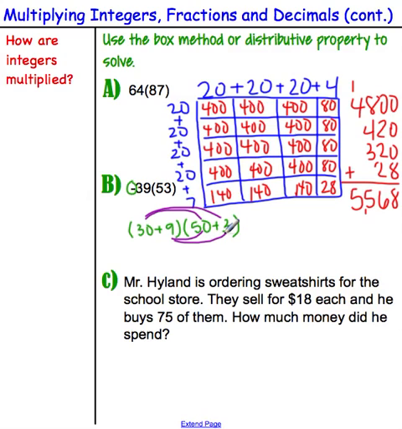So 30 times 50, 3 times 5 is 15 plus 2 zeros, so that's 1500. 30 times 3 is 90. 9 times 50, 9 times 5 is 45, plus a 0 on the end is 450, and 9 times 3 is 27. So then I take 1500 plus 450, which is 1950, plus 90, which is 2040, plus 27 is 2067.